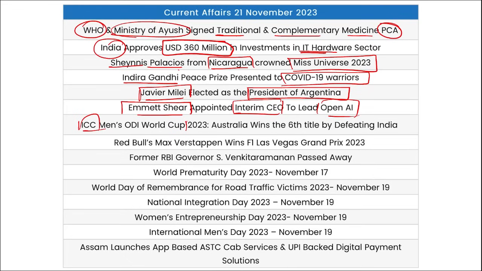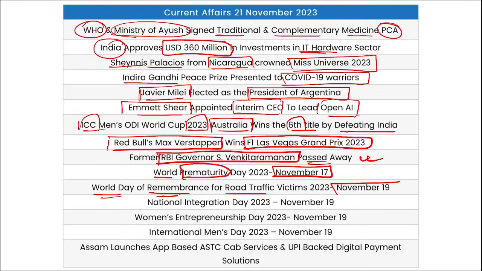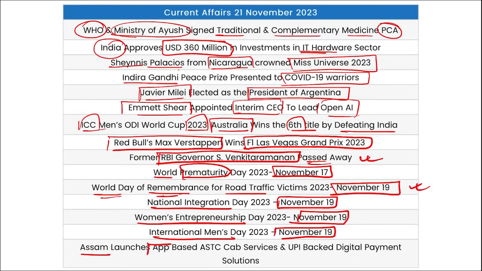ICC Men's ODI World Cup 2023 was held and Australia won the sixth title by defeating India. Then Red Bull's Max Verstappen won the F1 Las Vegas Grand Prix 2023. Former RBI Governor S. Venkitaramanan recently passed away. World Prematurity Day observed on 17th of November. World Day of Remembrance for Road Traffic Victims 2023 observed on 19th of November. National Integration Day on 19th of November. Women Entrepreneurs Day 19th of November. International Men's Day on 19th of November. And Assam has launched an application-based cab service that will also provide UPI services for payments. Correct? So these are some important current affairs for the day, friends.